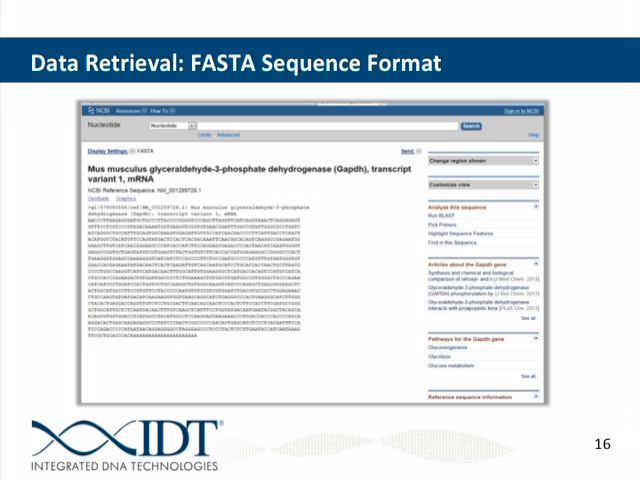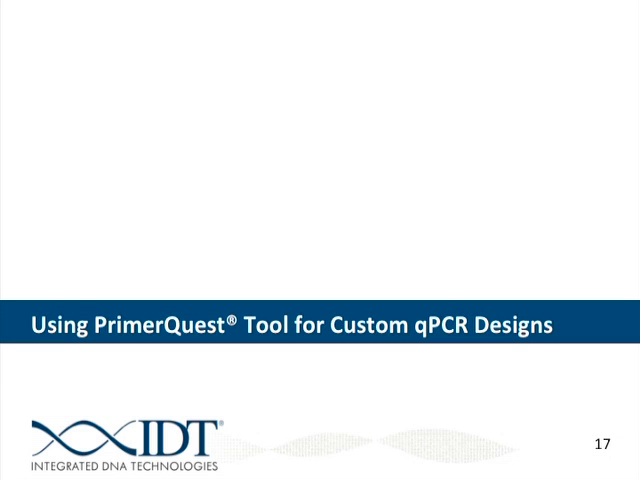And so that's just a general overview of how to access our sequence of interest. We're bringing it over to PrimerQuest. So we're going to focus now on PrimerQuest and the different things that we can do within PrimerQuest to generate a customized qPCR assay.